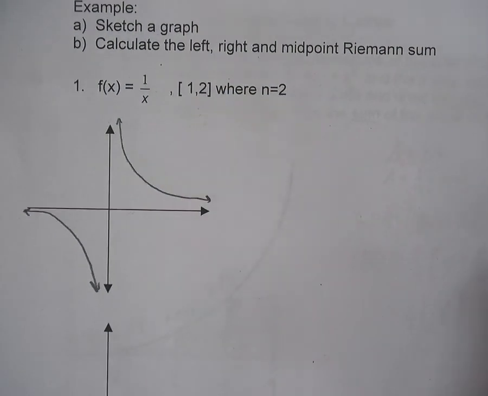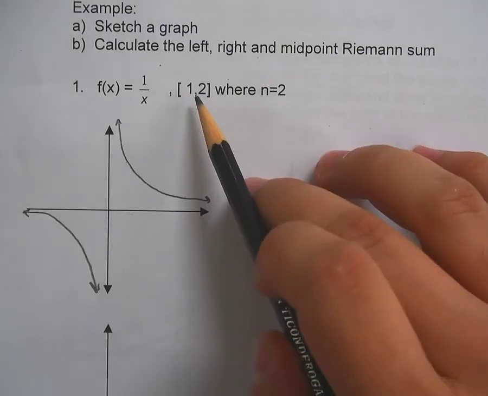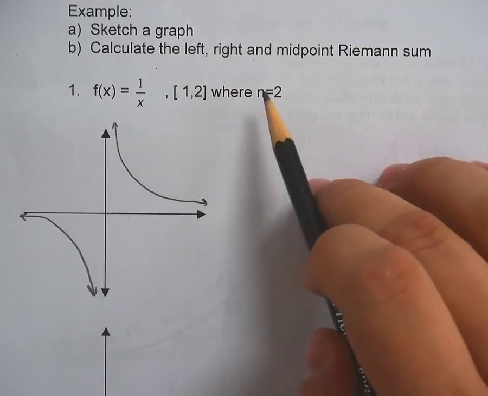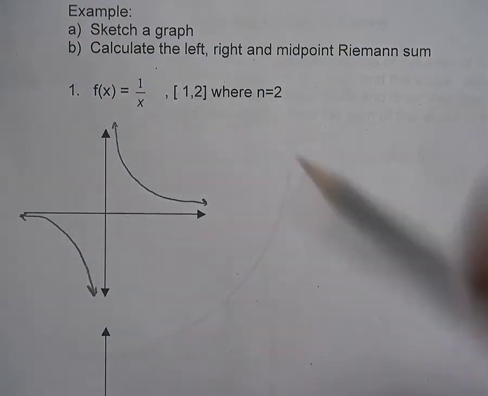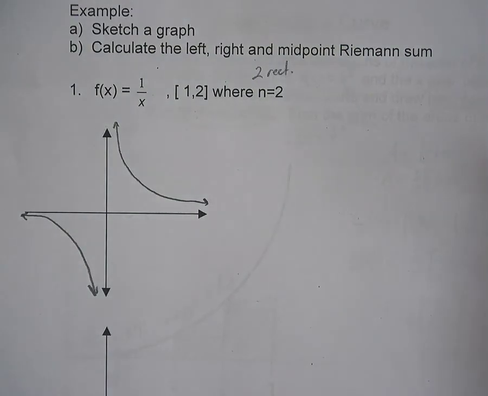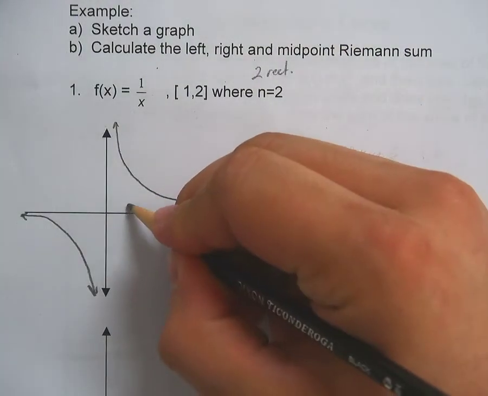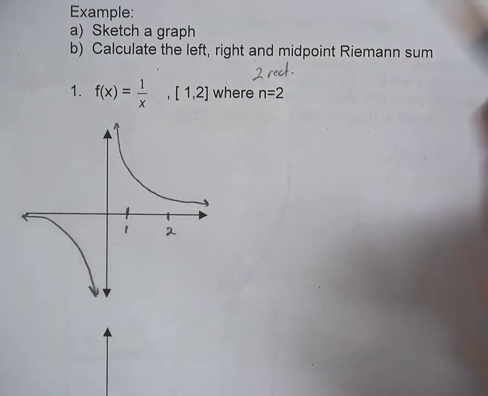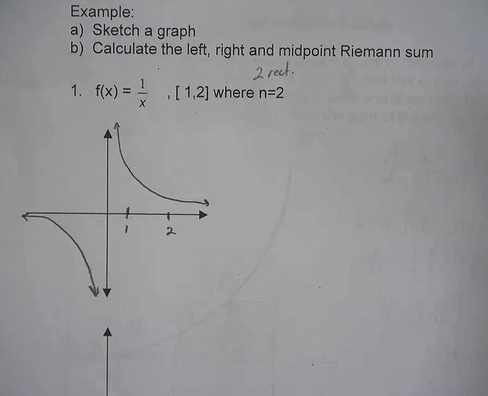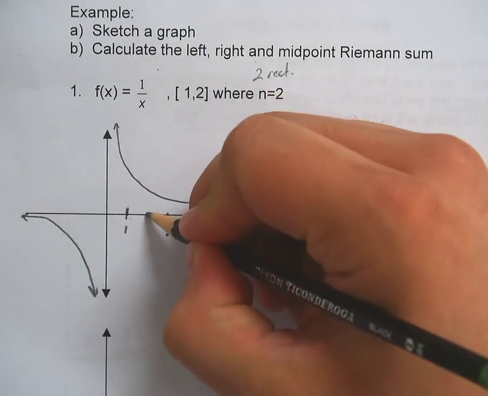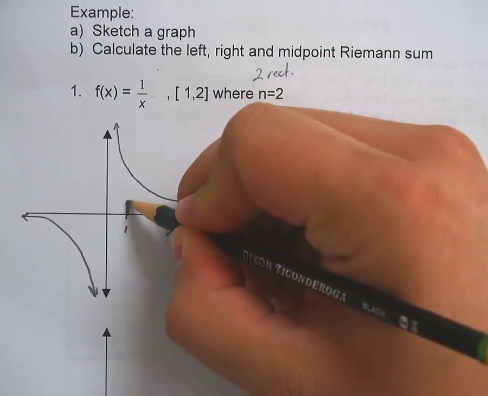It has origin symmetry. It's going to look something like that. And what we're doing is finding the Riemann sum between 1 and 2, where n is 2. Again, this n equals 2 means 2 rectangles. So let's call this 1. We'll call this 2. And first, I'm going to find a left Riemann sum. So let's go ahead and draw it, see what it looks like. I know I'm going to have 2 rectangles here.